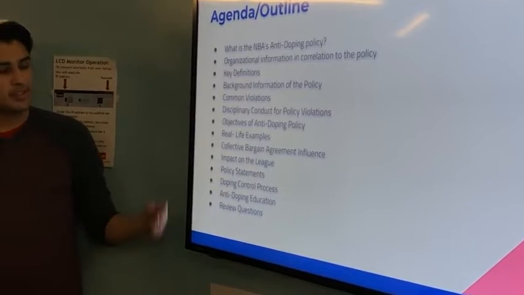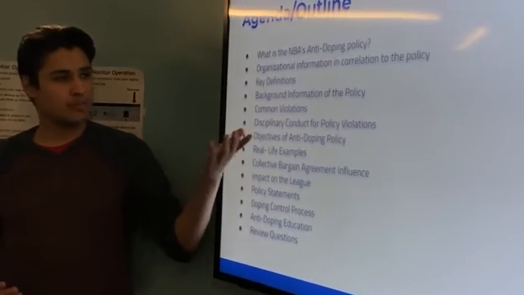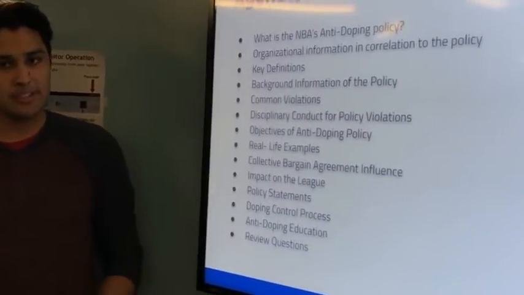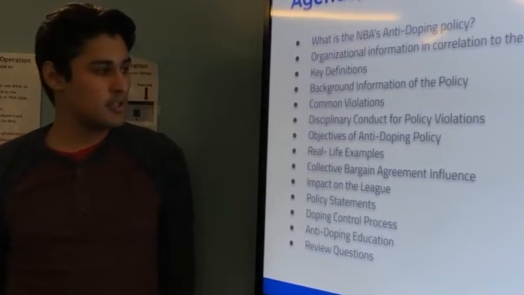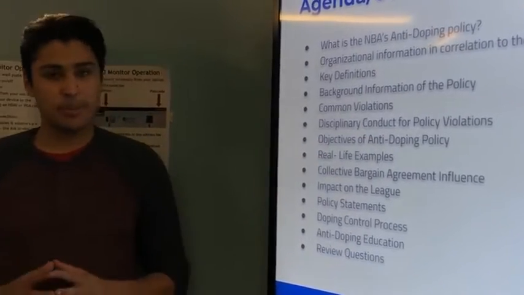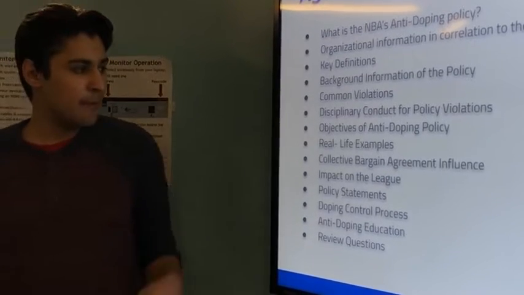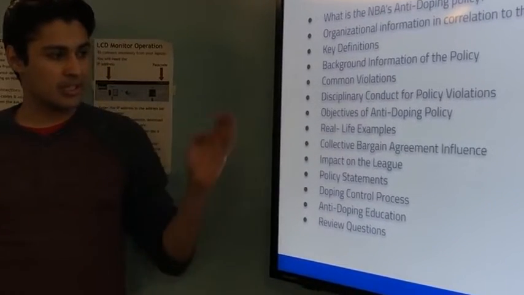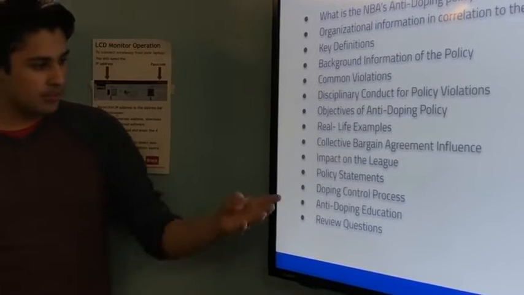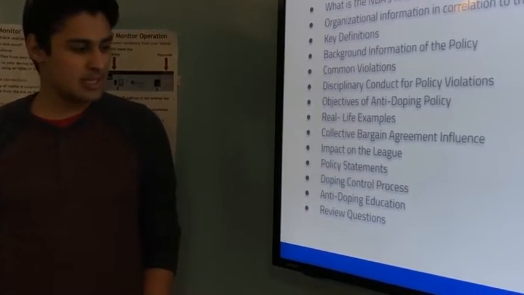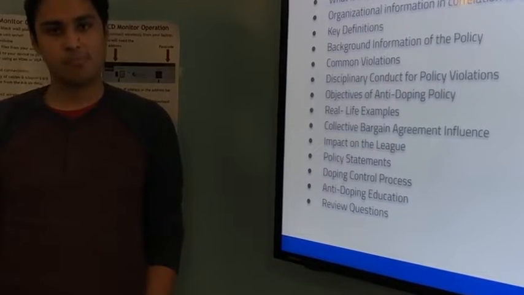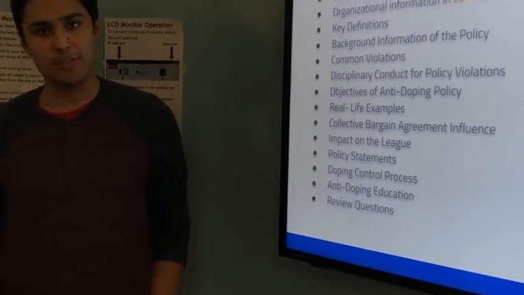Today we will be talking about what the NBA's anti-doping policy is, organizational information in correlation to the policy, the key definitions, and background information of the policy. We're going to be explaining some of the common violations, the disciplinary conduct for policy violations, the objectives the anti-doping policy aims to achieve, real-life examples, the collective bargaining agreement influence, impact on the league, policy statements, the doping control process, anti-doping education, as well as review questions after.